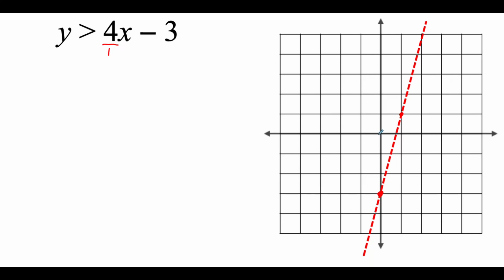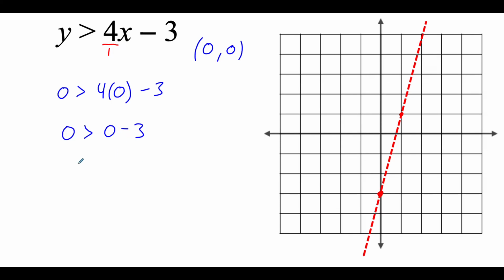And a nice point to always use if it's available to you is the origin, 0, 0. So this boundary line does not go through the origin, so we can test out the point 0, 0 to see if it works. So we've got an x value of 0 and a y value of 0 that I'm going to plug into my original inequality. So we would have 0 is greater than 4 times 0 minus 3. And now we want to simplify this down to see if it's true or not. So 4 times 0 is 0. So we get 0 is greater than 0 minus 3. And then 0 minus 3 is just negative 3. So 0 is greater than negative 3.